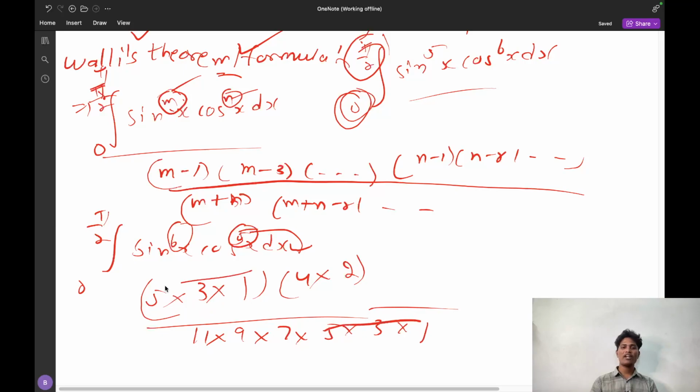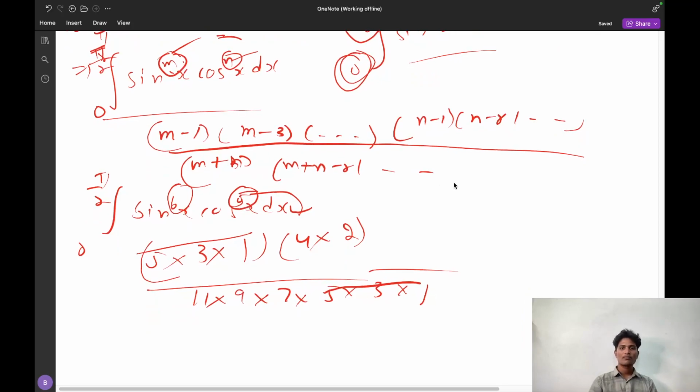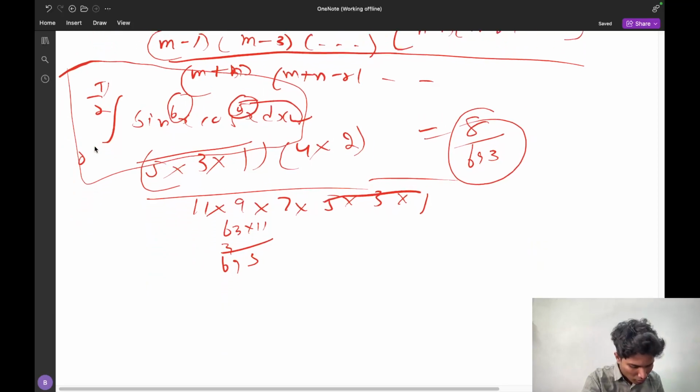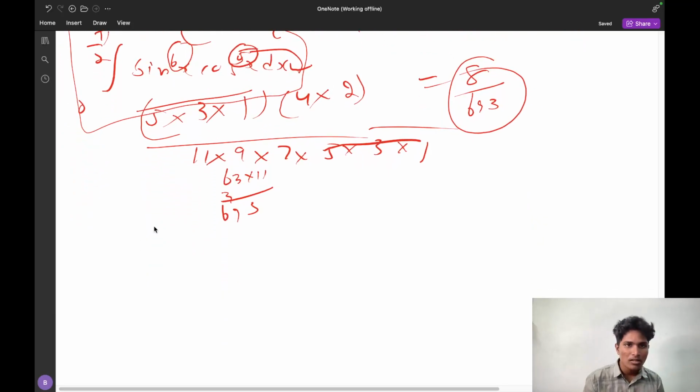5 into 3 into 1, 5 into 3, 1 is cancelled. Next, that's it, answer. That is 8 divided by 63 into 11. 33, 66, 693. 8 divided by 693 is the answer for this integral. We have to use this one like this. So this is the thing you have to understand.